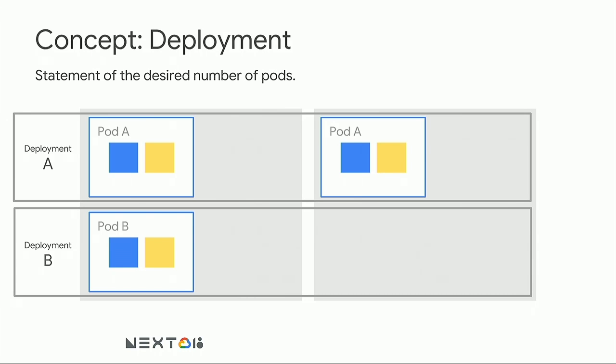And then there's a deployment. The deployment is the real driver in Kubernetes. It's a statement of the desired number of pods that you want to be running. So in this example, we have deployment A, which says I want 2 of pod A, and we have deployment B that says I want 1 of my pod.